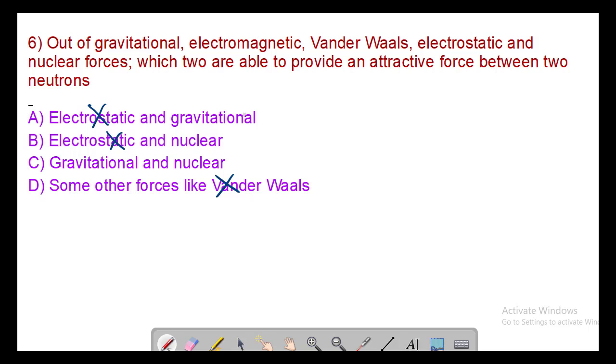Out of the four fundamental forces, gravitational force is attractive in nature, so it will provide a force of attraction between the two protons, two neutrons, sorry. And nuclear force is also attractive in nature. It is responsible for holding the protons and neutrons together inside the nucleus. So C is the answer. Gravitational and nuclear, these are the two forces which will provide an attractive force between the neutrons.